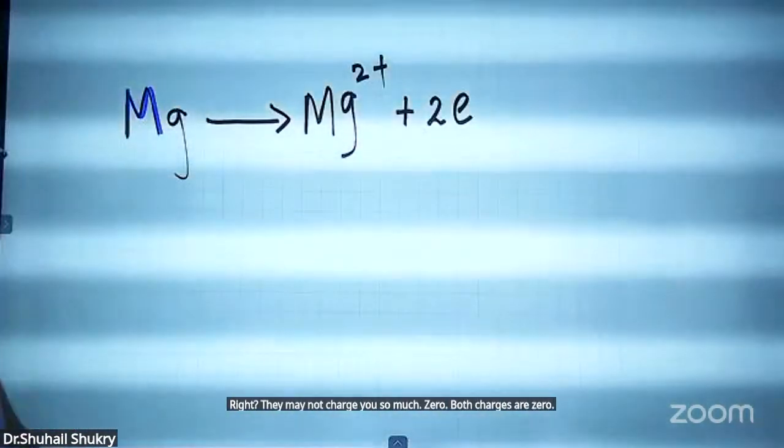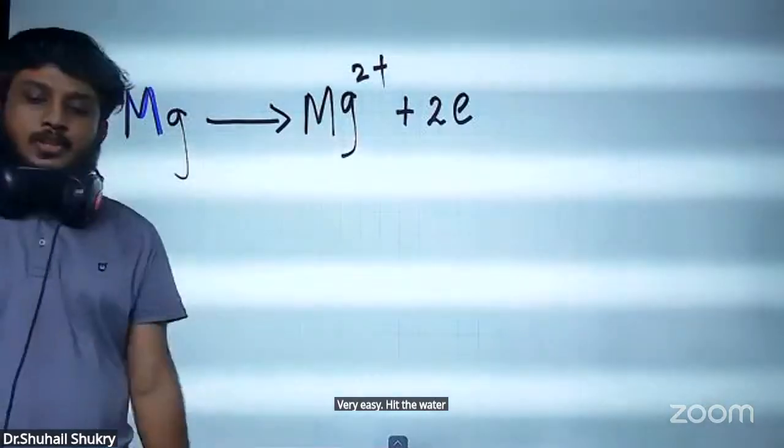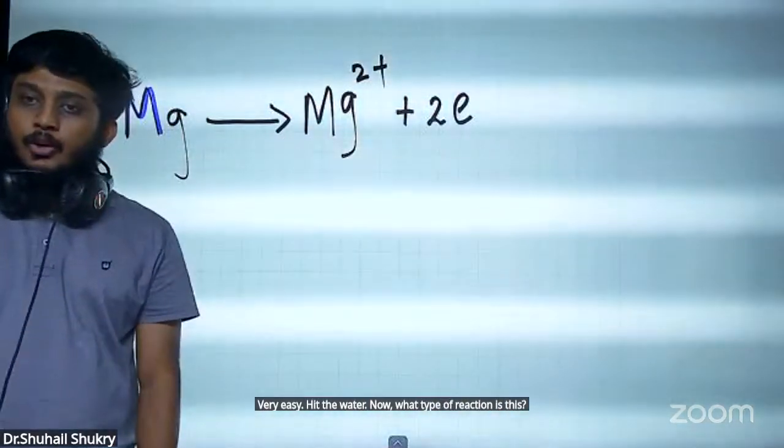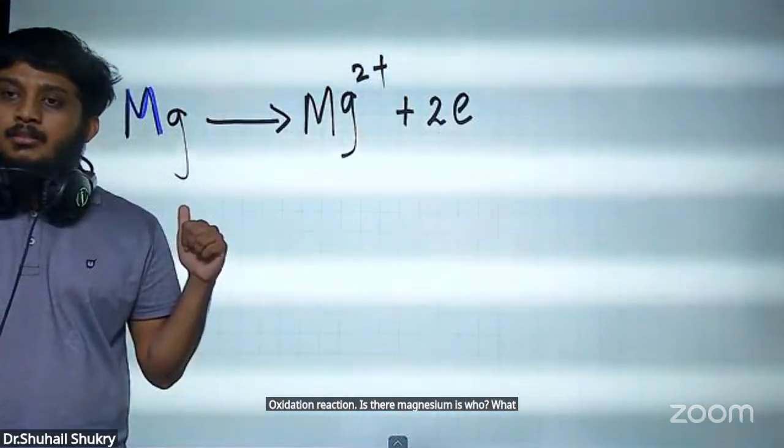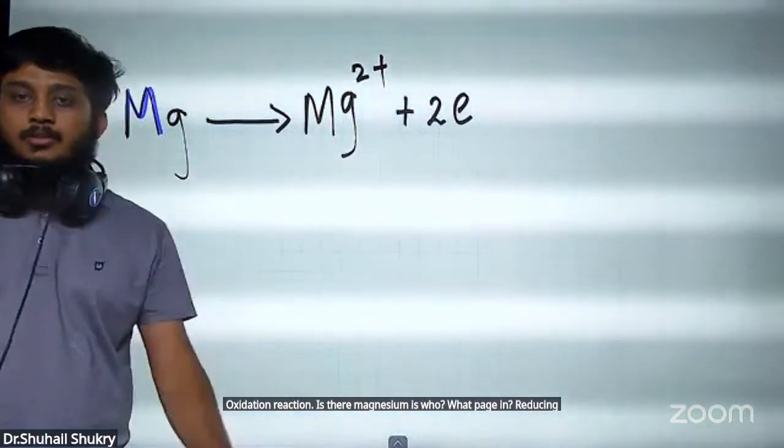Very easy. Now what type of reaction is this? Oxidation reaction. Magnesium is what agent? Reducing agent. Very good.